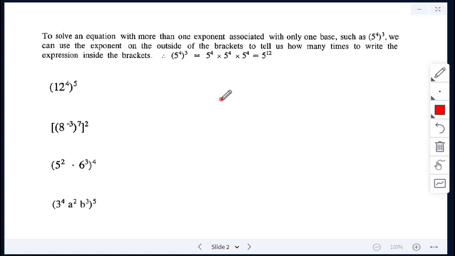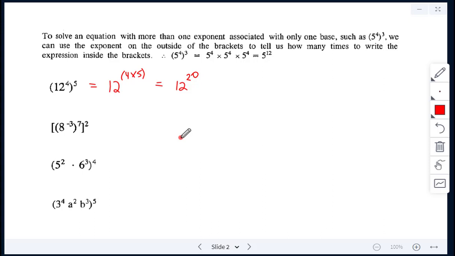All right, so the power of a power law, if you have a base to a power and then it's to another power, we can multiply the exponents. So let's take a look at our first example. We have 12 to the power of 4 to the power of 5. So it's a power of a power. So we can multiply our exponents. So it becomes 12 to the power of 4 times 5, which will give me 12 to the power of 20. All right, so power of a power law, you would multiply your exponents.